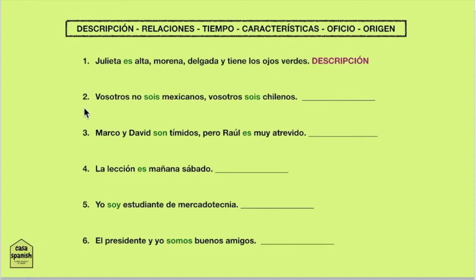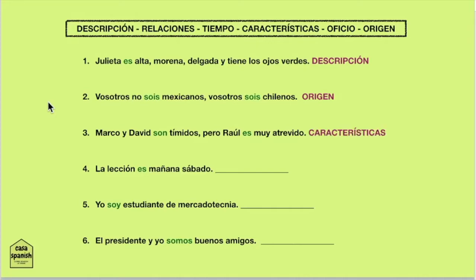Número 2. Vosotros no sois mexicanos, vosotros sois chilenos. Origin. We have mexicanos, chilenos. Vosotros no sois mexicanos, vosotros sois chilenos. You are not Mexican, you are Chilean. Número 3. Marco y David son tímidos, pero Raúl es muy atrevido. What do you think? Marco and David, they're shy, but Raúl is very daring.